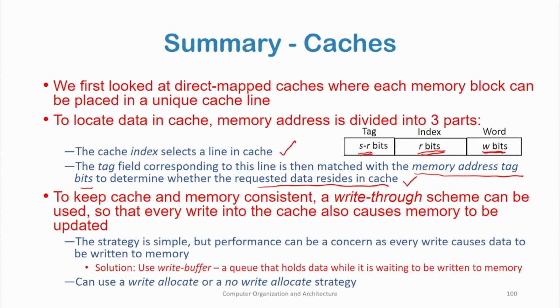Now, in a no write allocate policy, when I have a write miss, that means the block of memory is not in cache, I do not allocate a line in cache for this memory block. I directly write onto the main memory. I do not write into the cache at all.